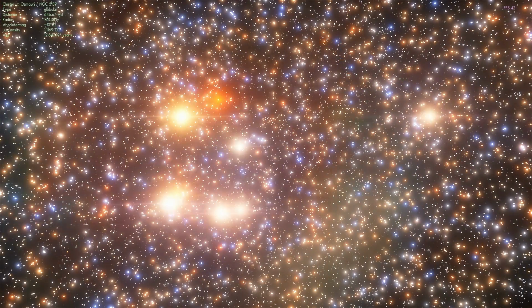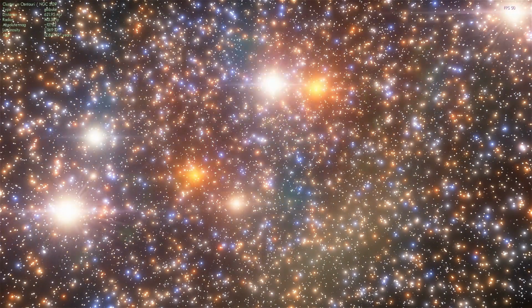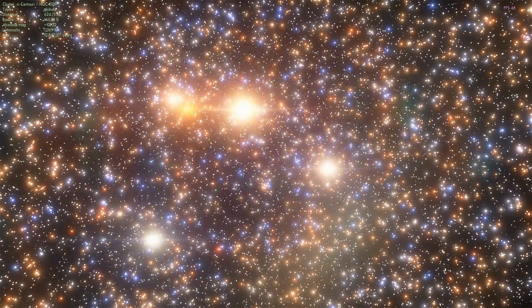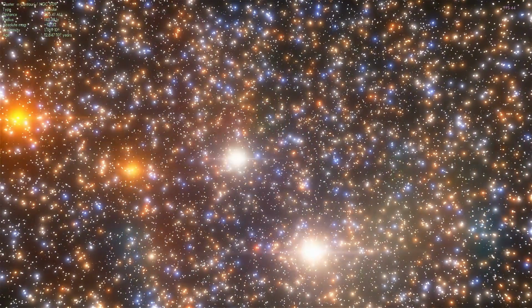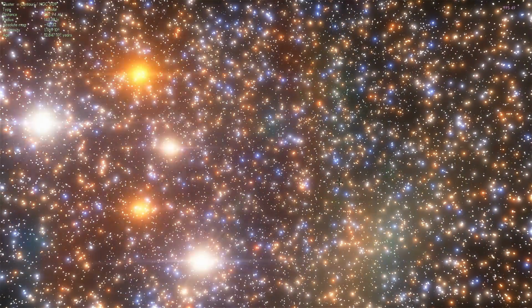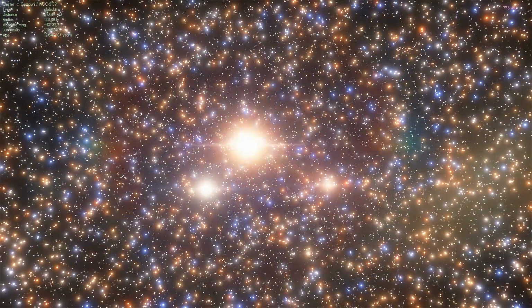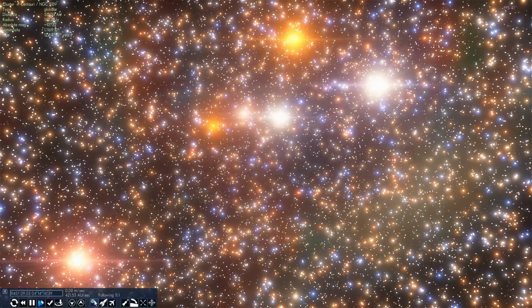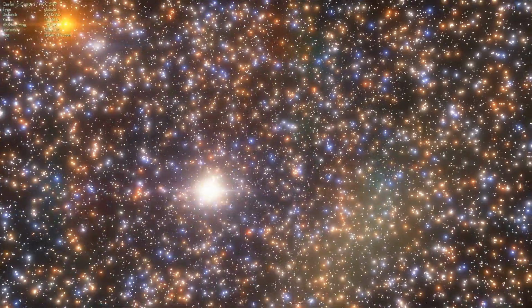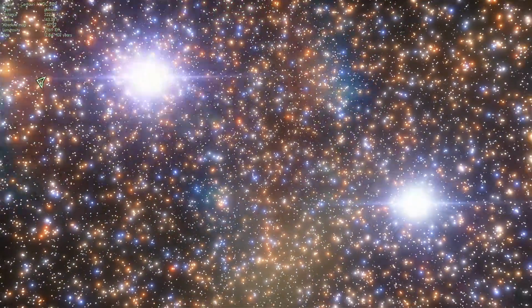So as a dwarf galaxy that was actually disrupted by our own galaxy, it's quite possible that this is essentially how our galaxy was made. It possibly just absorbed a lot of dwarf galaxies and became the supermassive galaxy that we know of today.